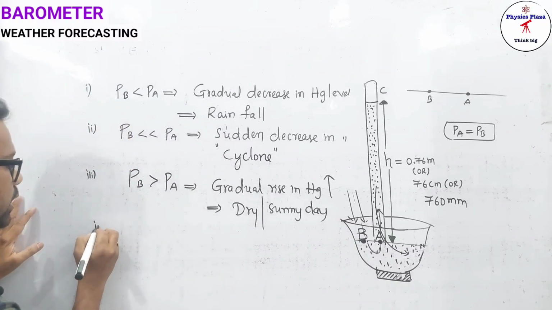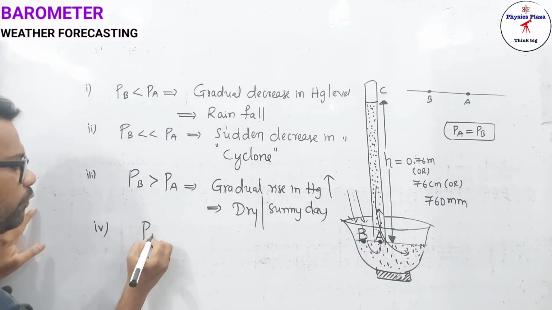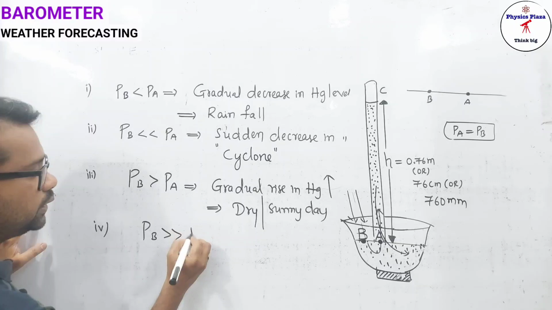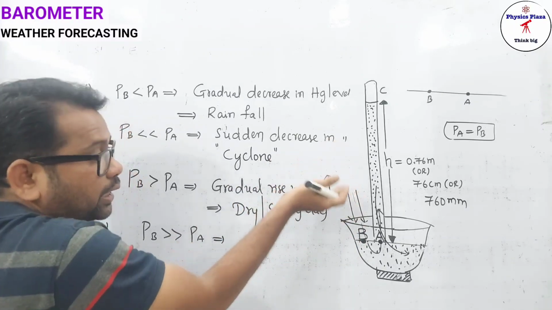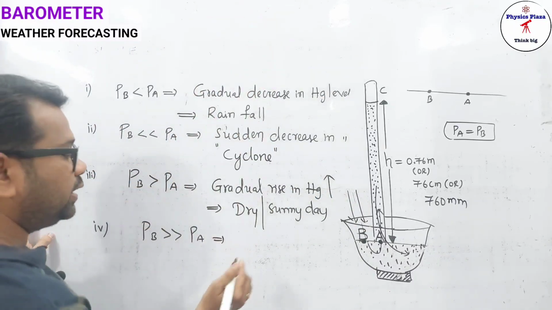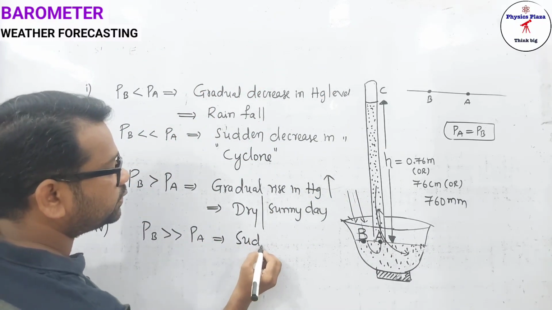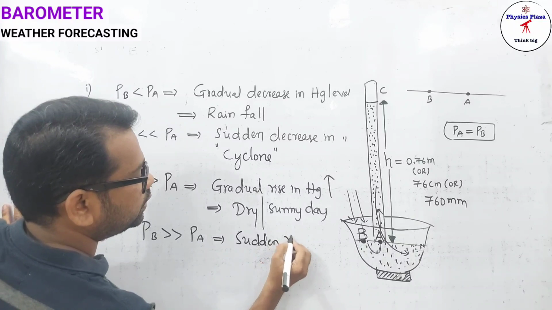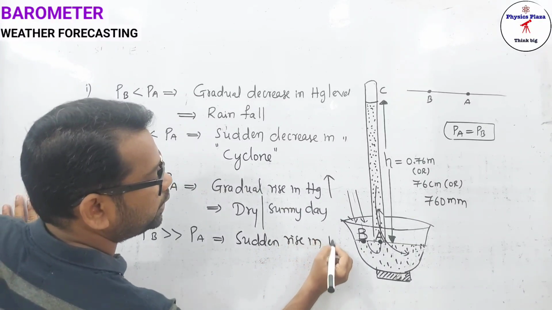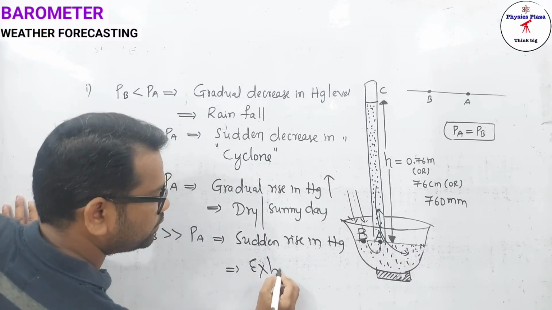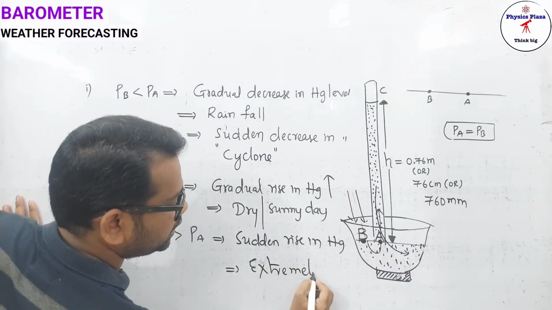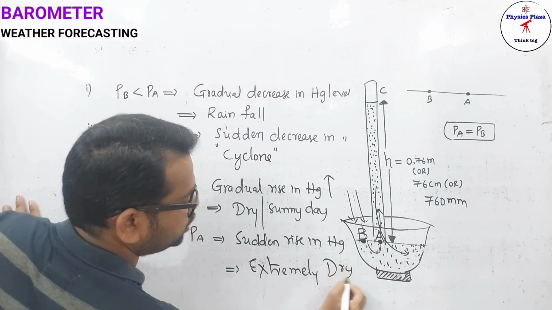Now what happens, children, if outside pressure is very much greater than the inside pressure? Then the height of the level of the mercury will increase suddenly, meaning a sudden rise in mercury level, which indicates extremely dry weather, children.